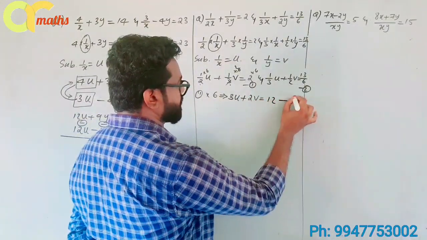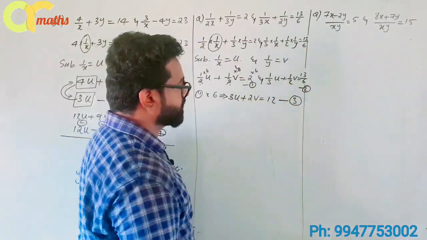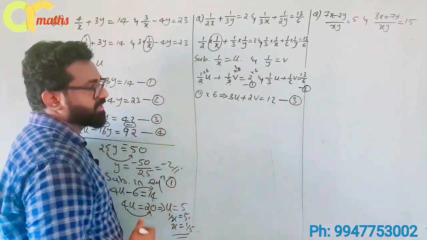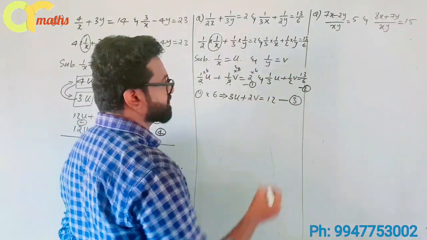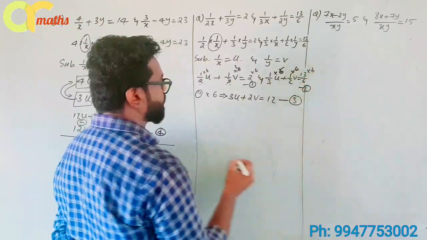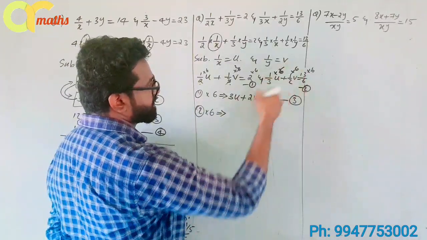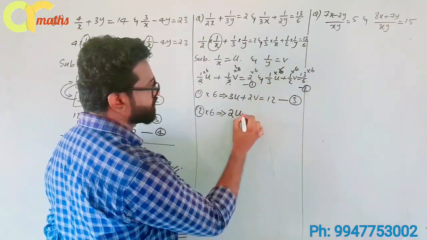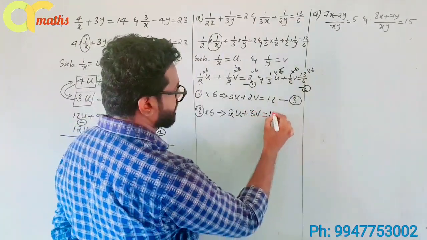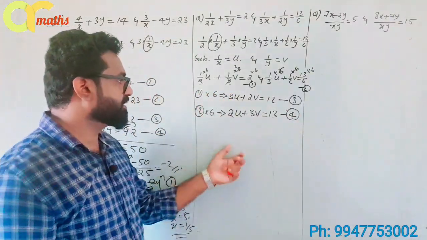You got third equation. Next here, divide by 3 and divide by 2. How to cancel divide by 3 and divide by 2? By multiplying by a number. Which number? Its LCM. 3 and 2, its LCM is 6. So equation 2 into 6. What is the answer? 3 you can cancel in 6 2 times, so 2u plus 3v equal to 6 cancel, 13. You got fourth equation. Then you can find the value of u and v by elimination method.